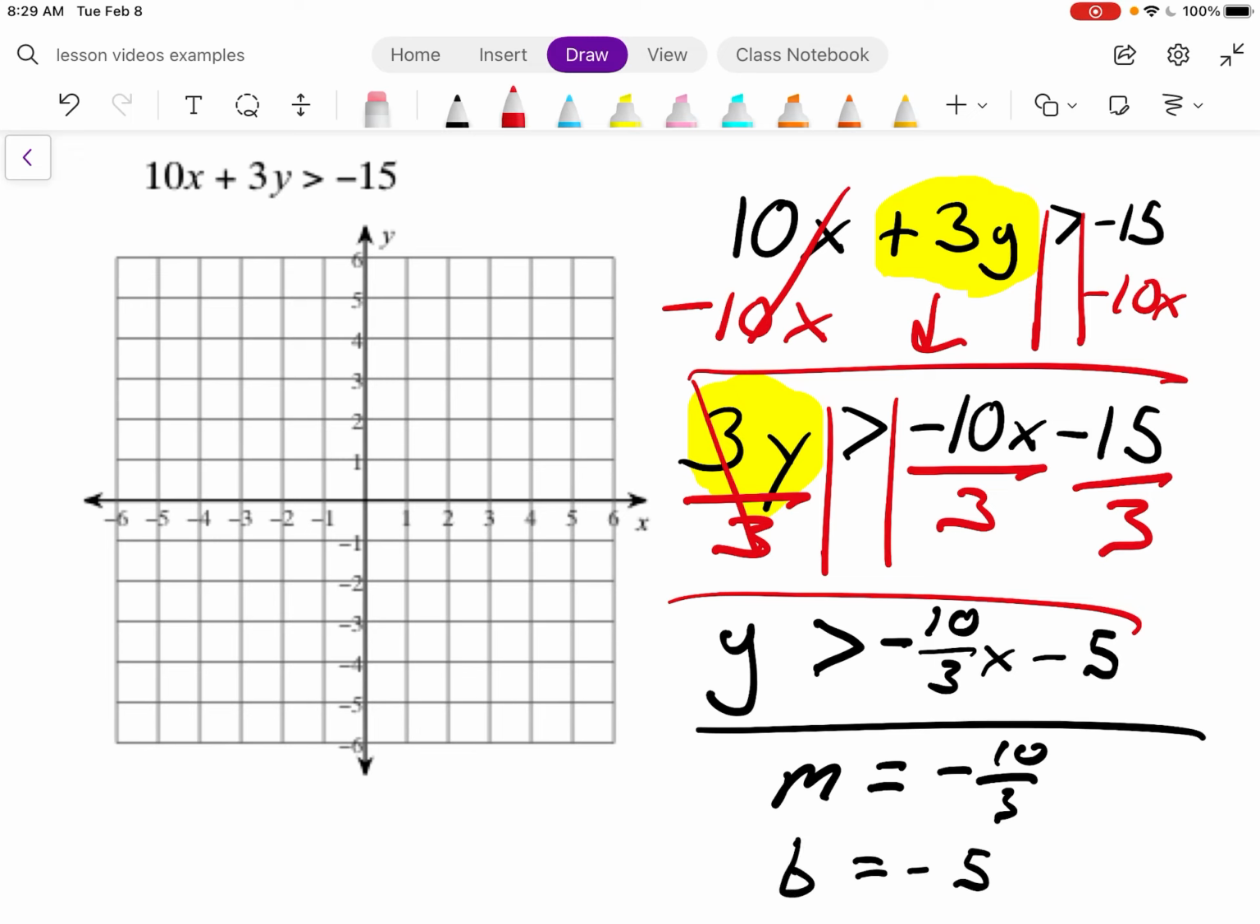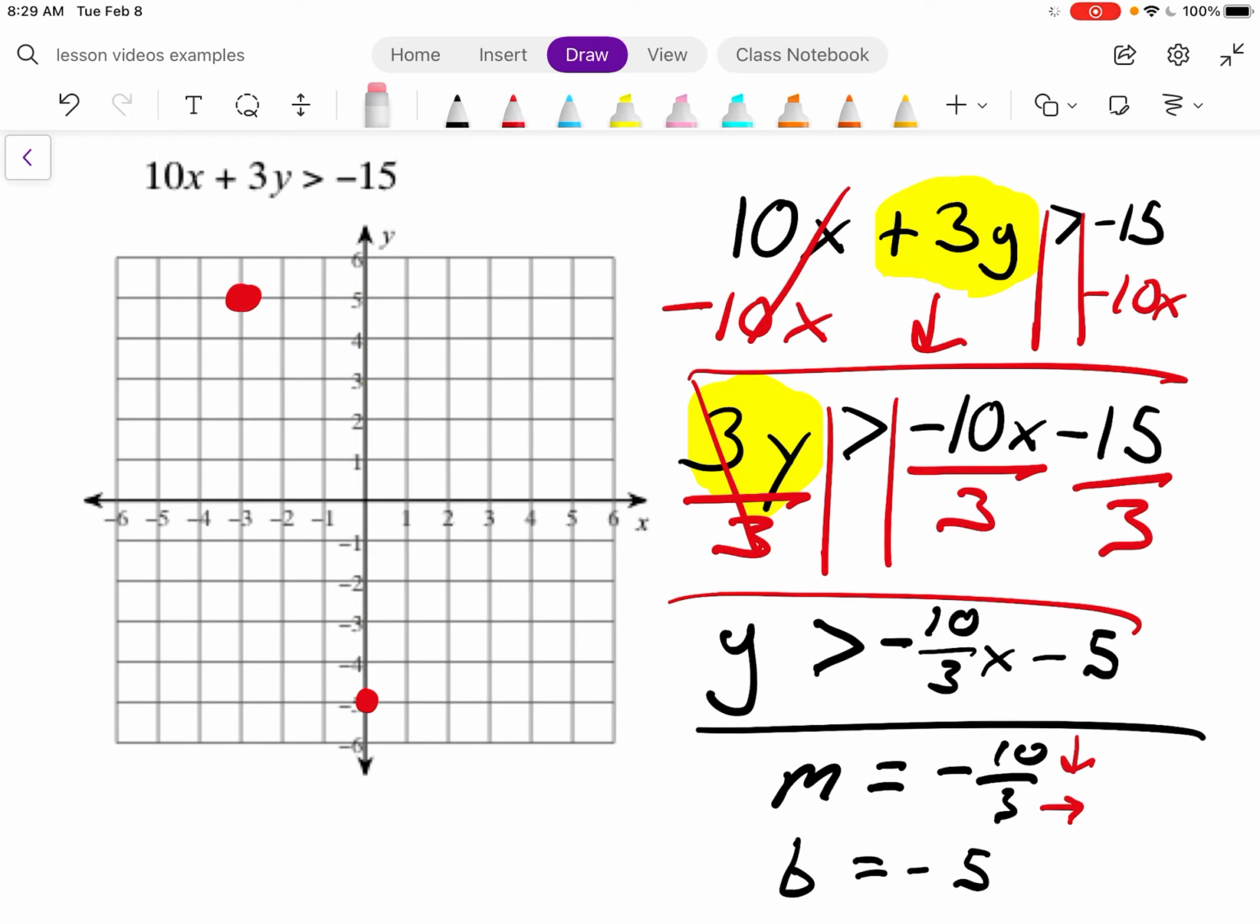So our y-intercept is at negative 5, and our slope tells us to go down 10 and right 3. However, we can't go down and right, so we will go up and left. So we'll go up 10, 1, 2, 3, 4, 5, 6, 7, 8, 9, 10, and left 3, 1, 2, 3, and we see our new point.